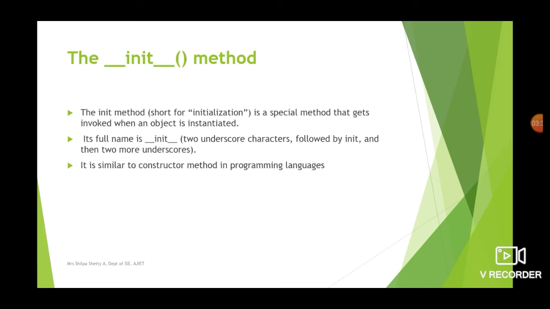So the next method that we are going to define is the init method. This is the method that is similar to a constructor in other object-oriented programming languages. The init method, which is actually short for initialization, is a special method that gets invoked when an object is instantiated. That means when an object is created for a class, this particular method gets invoked.